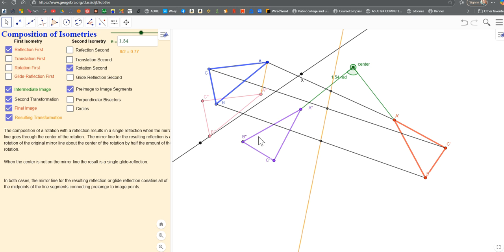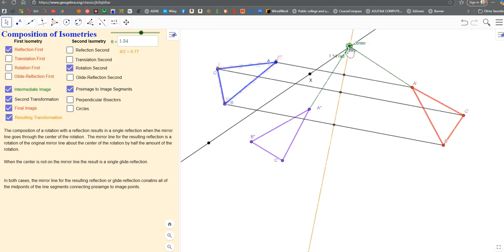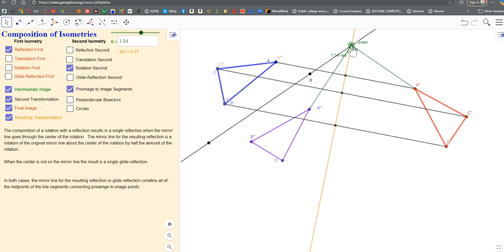Okay. Again, when the center is on the mirror line, we get a single reflection. Notice that the angle between the two mirror lines is half of the angle here, as it turns out.